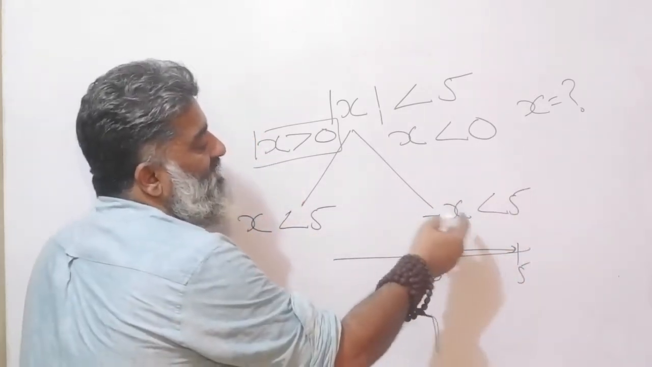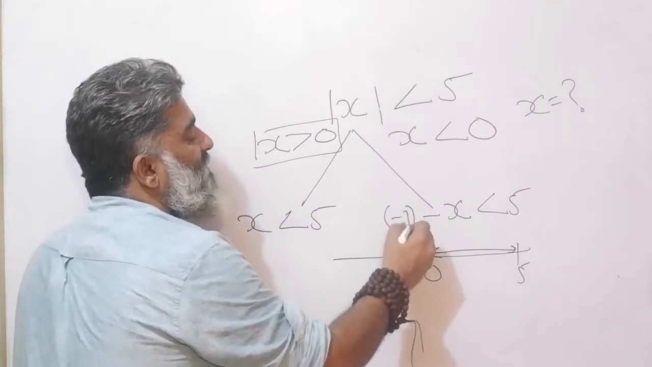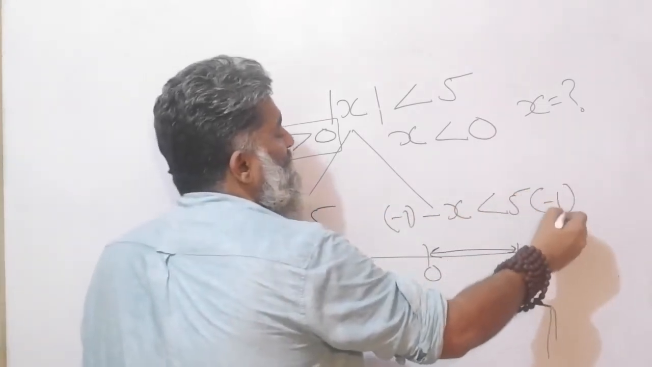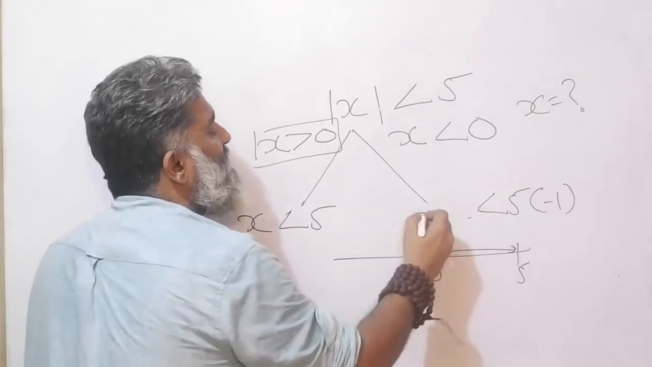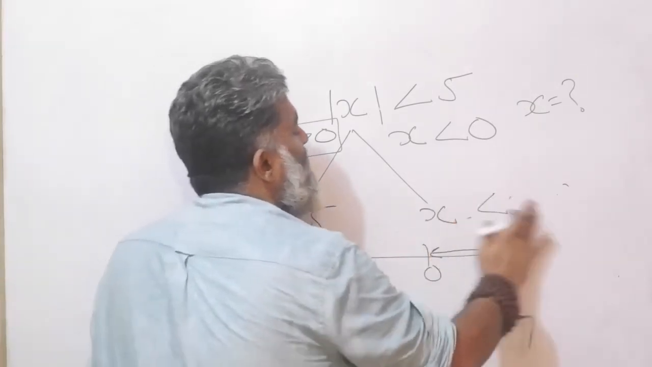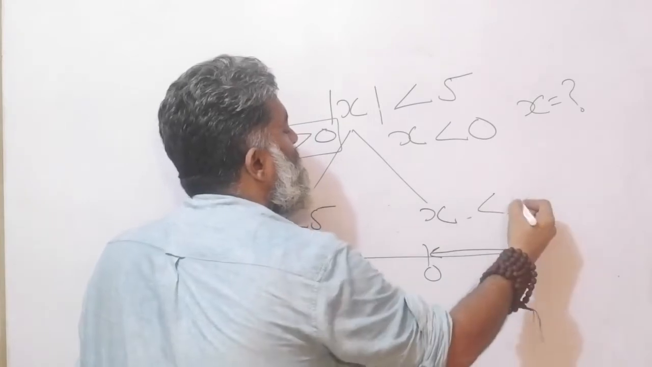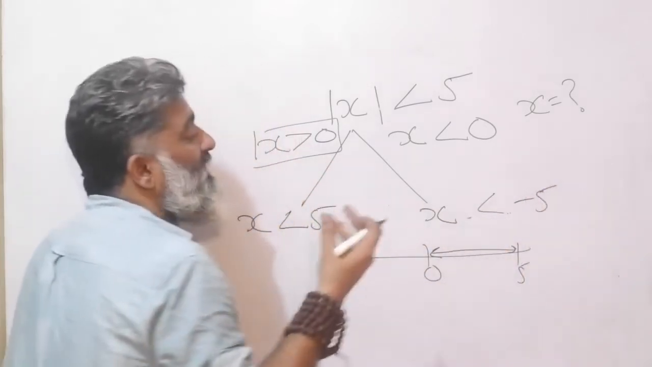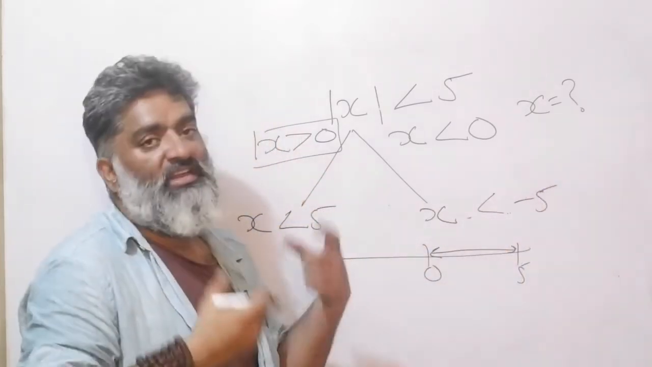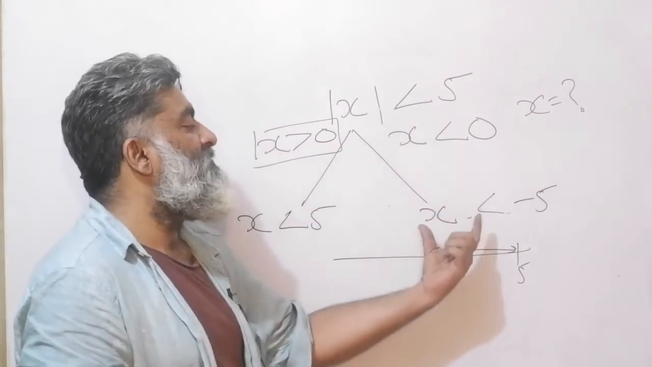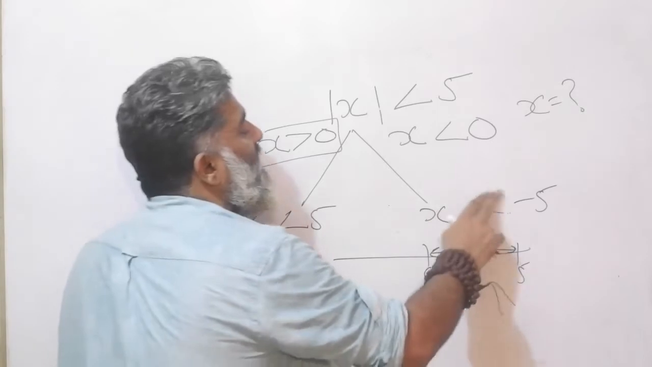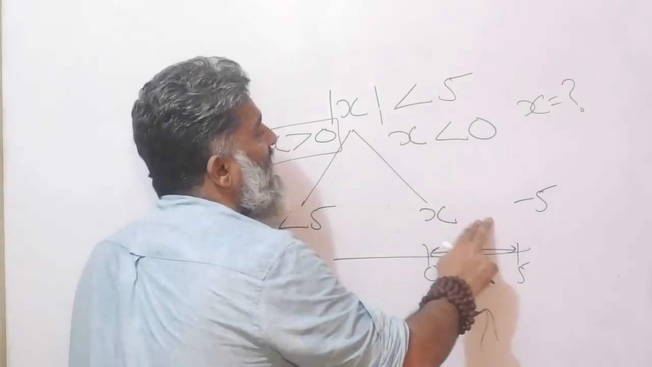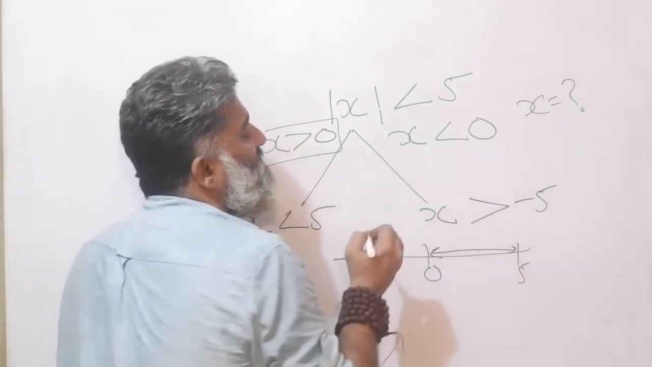Now to handle this, let me multiply by a minus 1 on both sides. So this minus 1 into minus x will convert this into an x. This 5 into a minus 1 will convert this into a minus 5. And I know from my inequalities mastery that if I am multiplying both sides by a negative number, I have to flip the inequality sign.